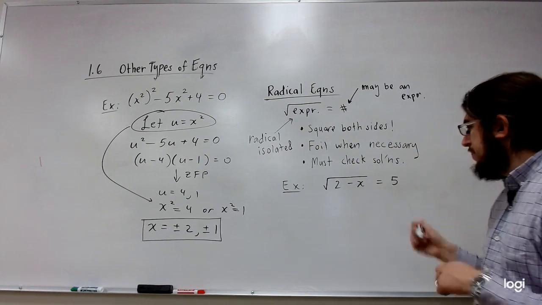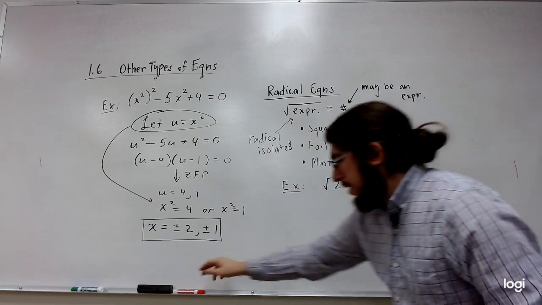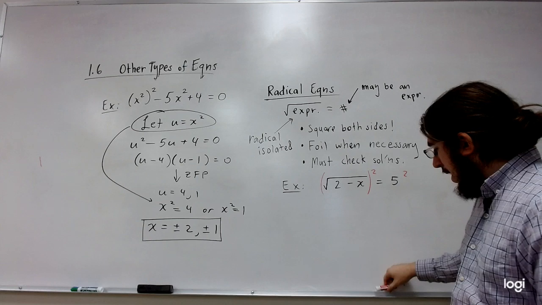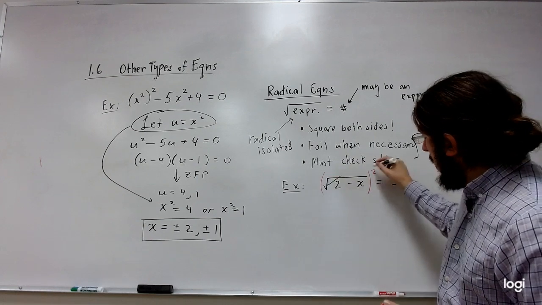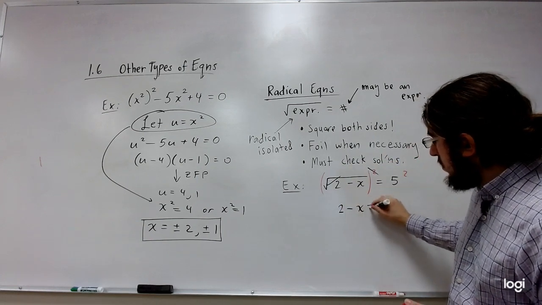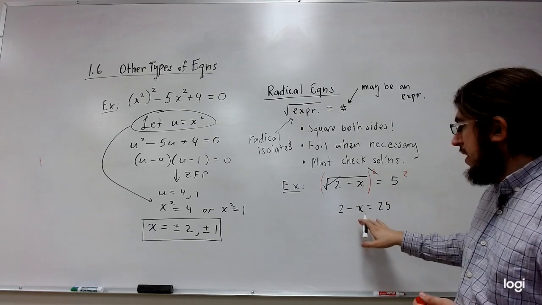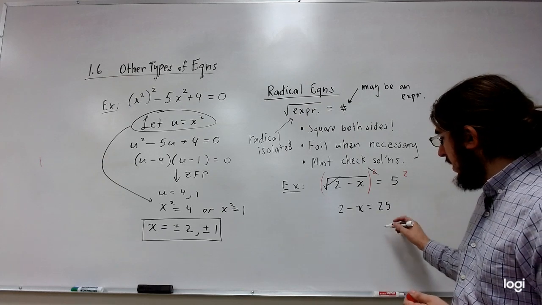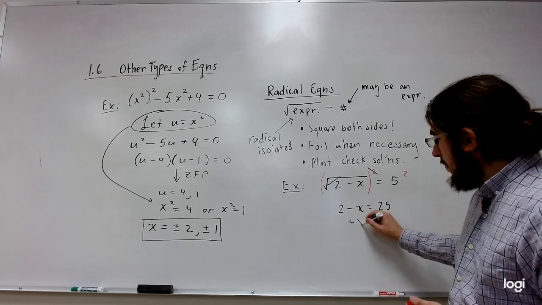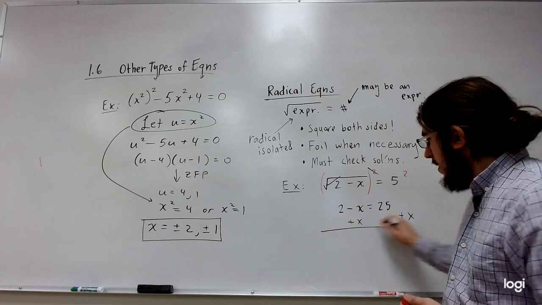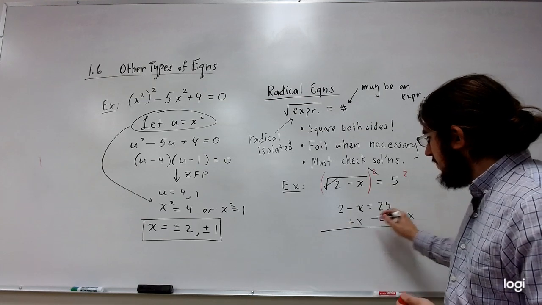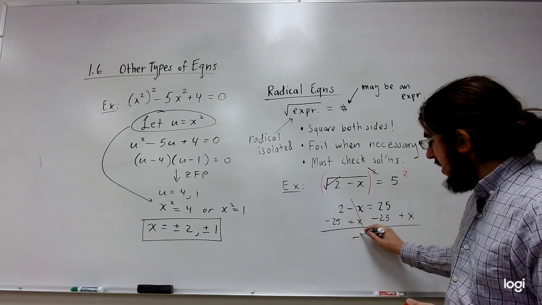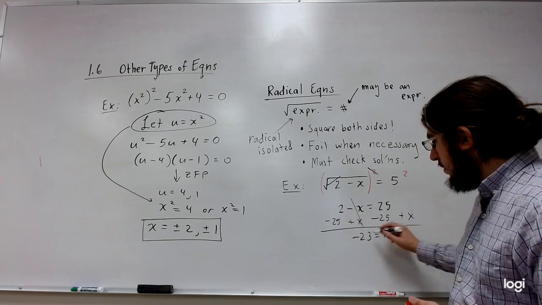So let's see why. So here the radical is isolated, so we're going to just square both sides of the equation. And what we'll get is, well, the radical and square cancel, so we get 2 minus x is equal to 5 squared, 25. We can add x to both sides and subtract 25 to both sides simultaneously. So let me write that. Plus x to this side and subtract 25 to this side. So we get 2 minus 25, which is negative 23, is equal to x.